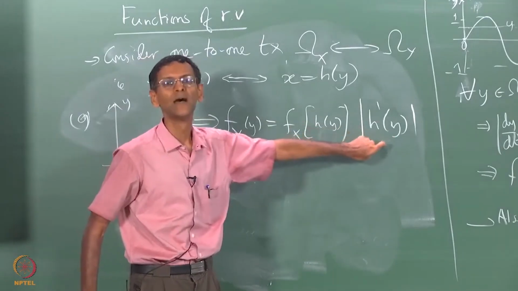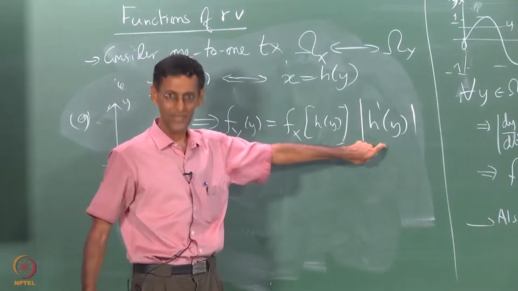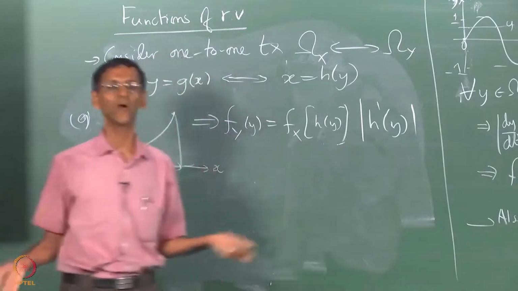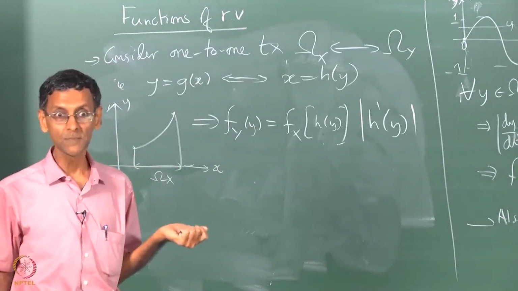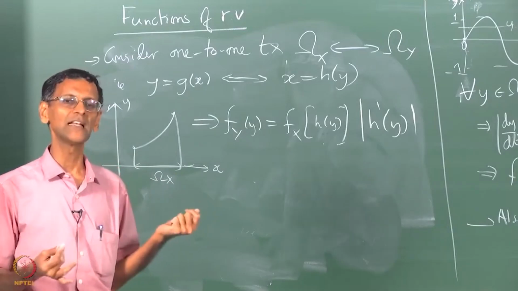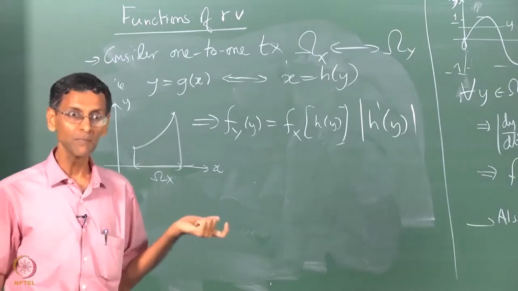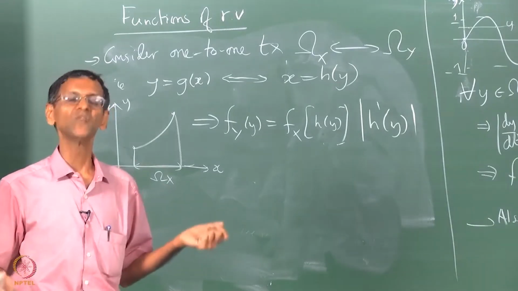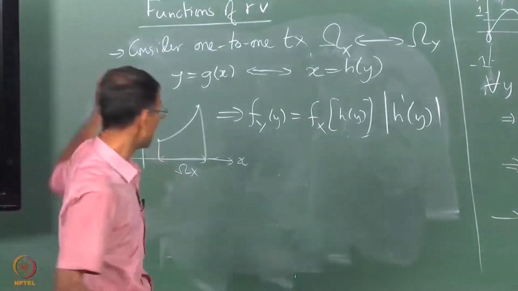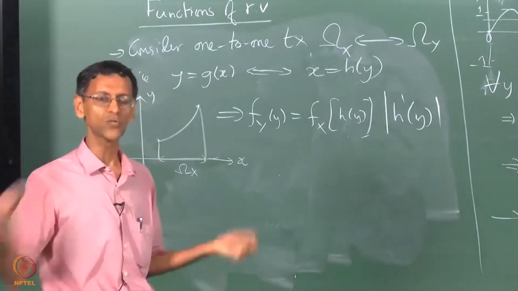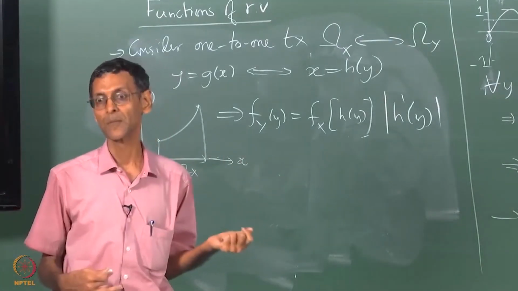Why do I get this? 1 by mod g prime of x, where x is equal to h of y. g prime of x and h prime of y are always reciprocals of each other when you have invertible transformations, because the one quantity is dx by dy and the other quantity is dy by dx at the same point. So obviously they have to be reciprocals. If dx by dy is negative, dy by dx also will be negative. That is, if you have a decreasing transformation going from x to y, you again have a decreasing transformation going from y to x.